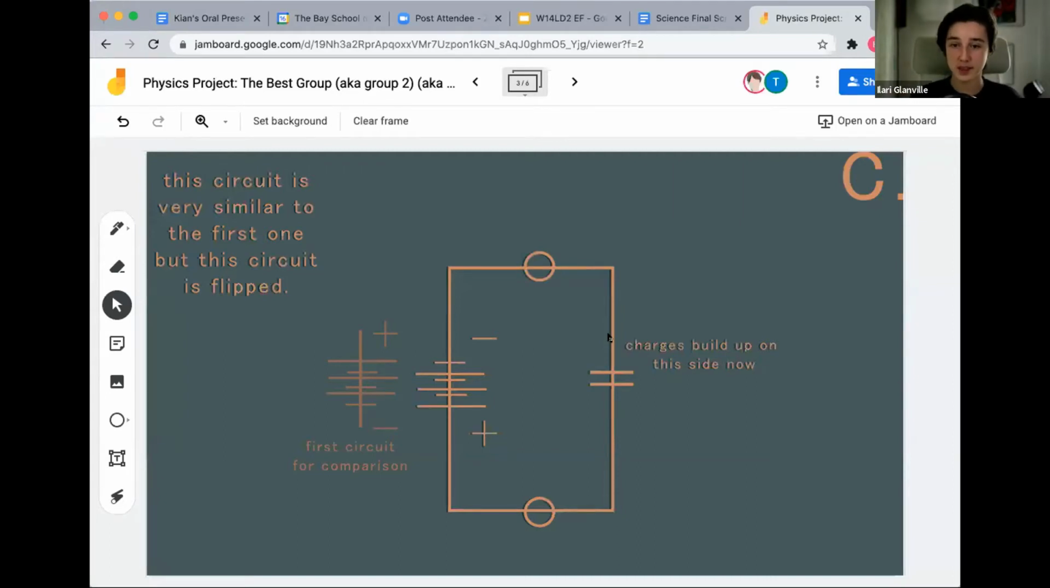So same circuit, again, comparing it to the first slide, the positive side will have more pressure than the negative side. So this is also D now. And because the batteries are flipped, previously the electrons would have built up on the negative side, but now they're building up on the new negative side of the capacitor because it's all flipped.